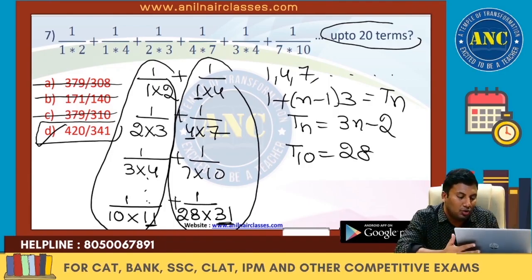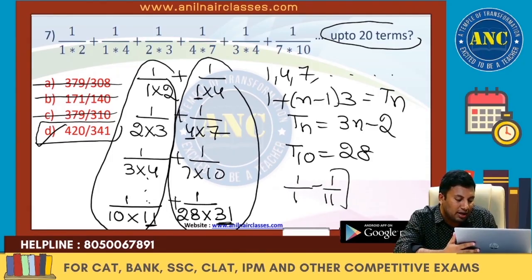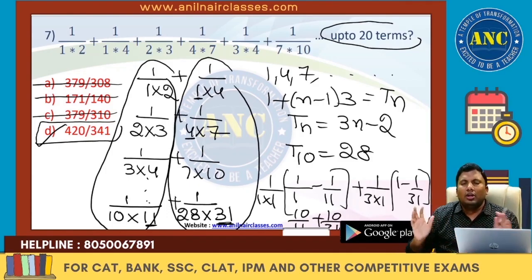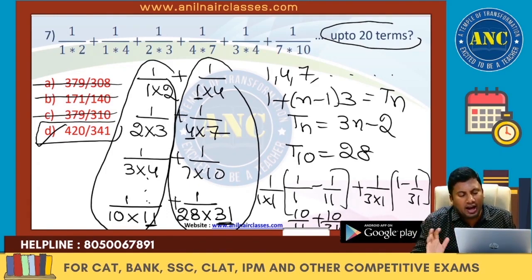Or if you want to do it by method 2, it is nothing but 1 minus 1 by 11 plus 1 by 3 into 1, 1 minus 1 by 31. You can do it. These are nothing but 10 by 11 and these are nothing but 10 by 31. You can do LCM, feel happy in calculating it and find the answer. So what is the answer for this question? Which is nothing but 420 by 341. I hope it is clear, right?